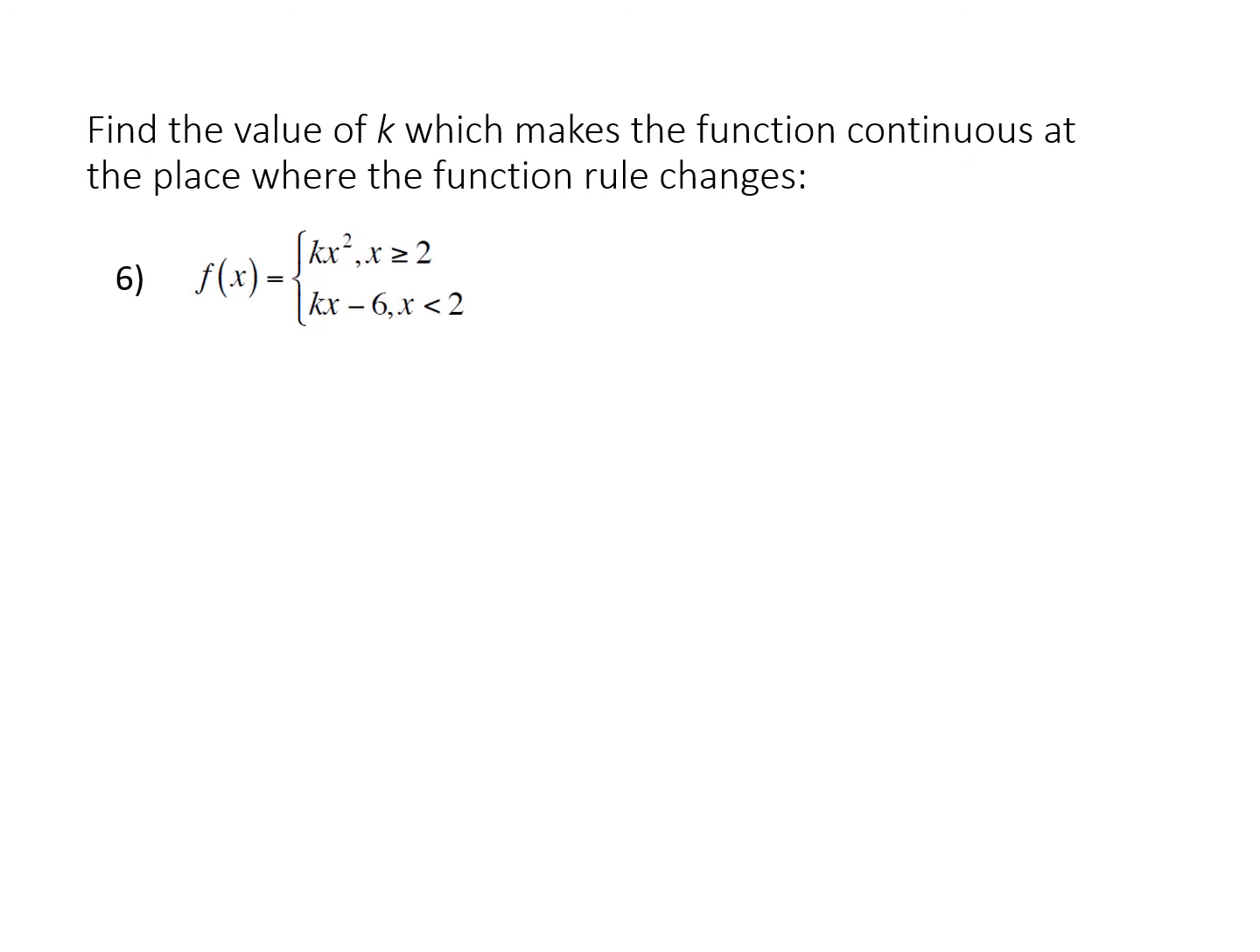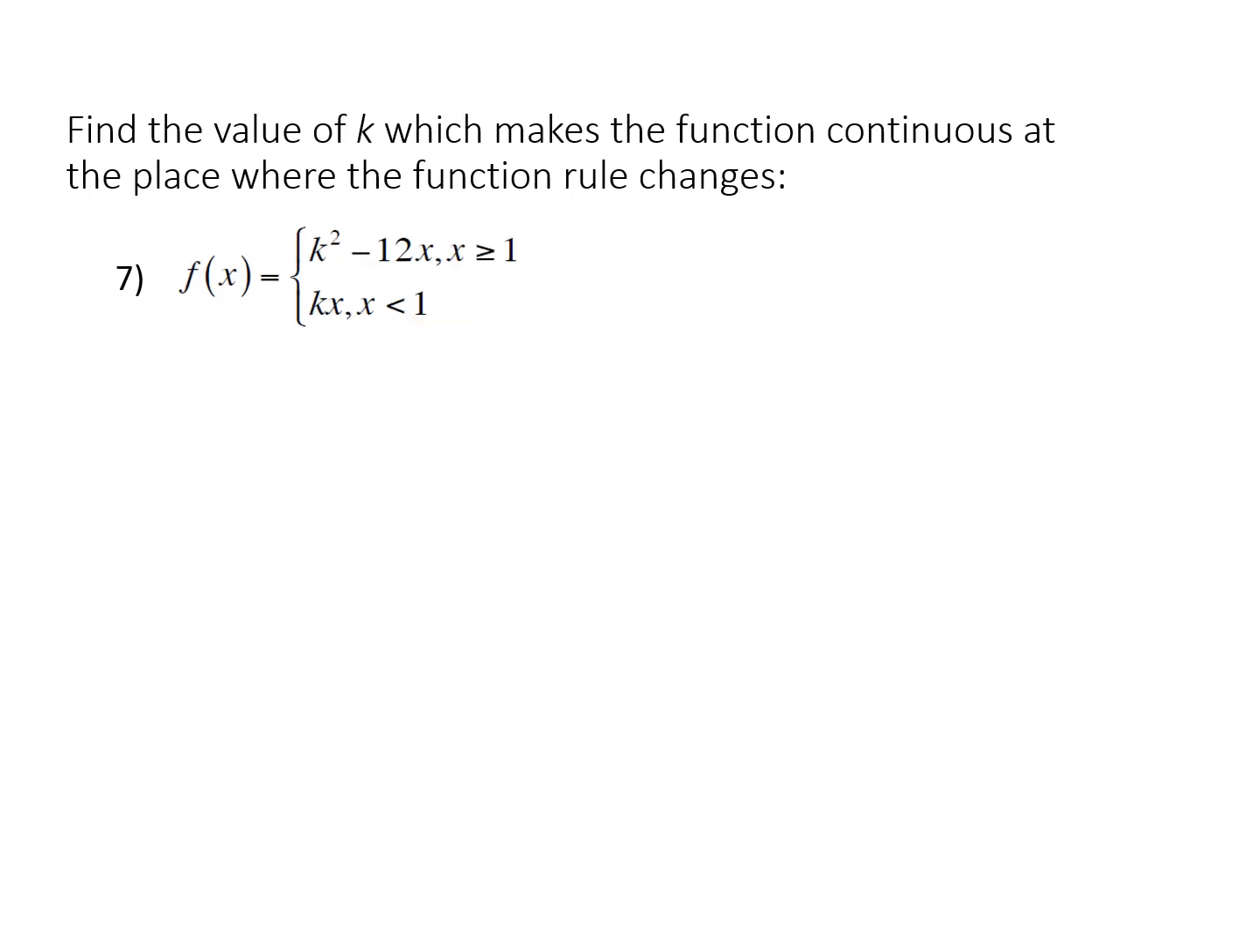Okay, I'm going to skip this example, and I will come back to it. It will be finished in our completed notes, and we're going to do one last piecewise function. So here's our last example. Find the value of k which makes the function continuous at the place where the function's rule change occurs. I encourage you to pause the video and try this one on your own.